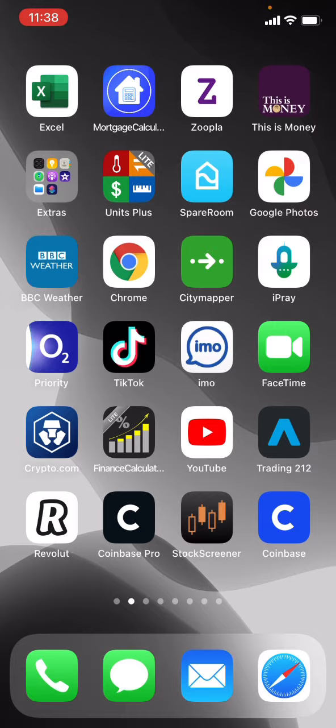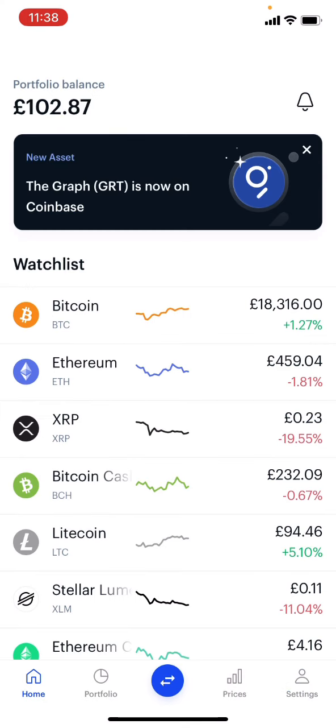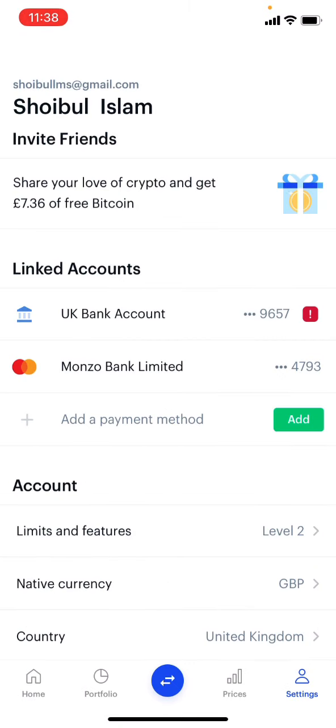So click Coinbase. Before you buy or sell anything, you need to add your bank account. Here you can see add your bank account. I already added my Monzo bank account. You can also add any other payment method.